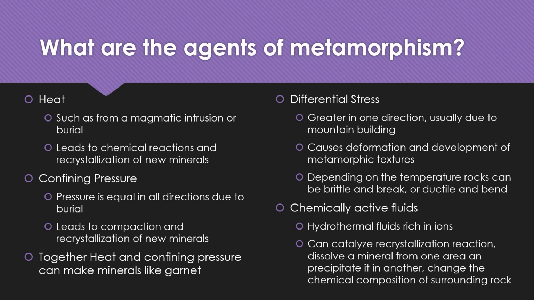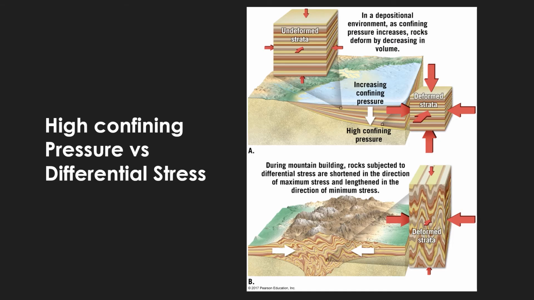You then have our last one, which is chemically active fluids, like hydrothermal fluids rich in ions. This can catalyze recrystallization reactions, dissolve a mineral from one area and precipitate it in another area, and change the chemical composition of surrounding rock. Here we have high confining pressure versus differential stress.